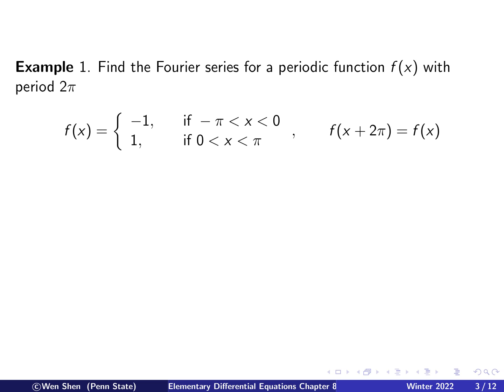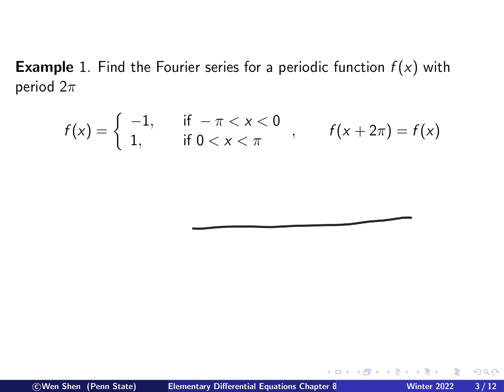The function we will be using for finding the Fourier series is a periodic function, and it's piecewise constant, meaning that it has a discontinuity. It's the following. The function has period 2 pi, and on the interval from negative pi to 0, it takes value negative 1, and from 0 to pi, it takes value 1, and it repeats itself, so it's periodic.